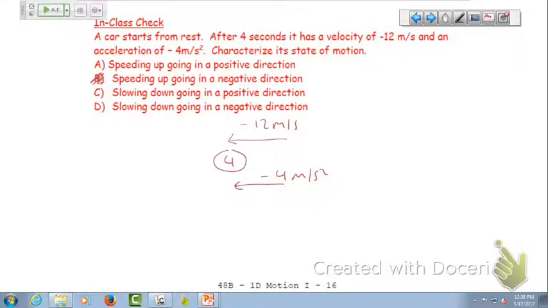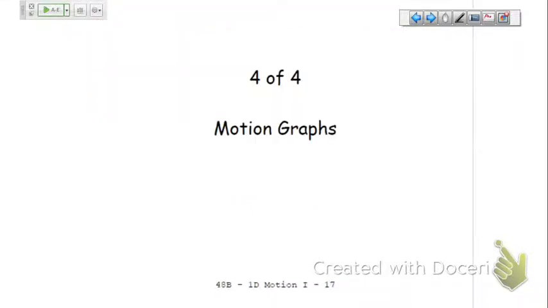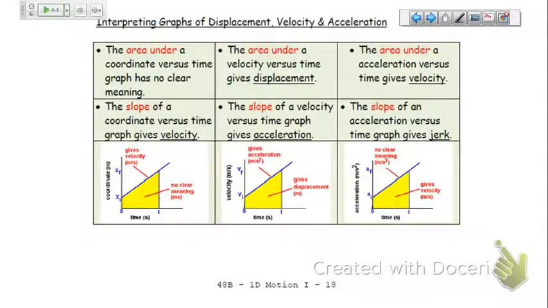So welcome back. The next thing is going to be motion graphs. This is not the same journey. I'm plotting position or address or what have you versus time. I'm plotting velocity versus time. I'm plotting acceleration versus time. And I'm showing you a linear trace just because it's easy to talk about.